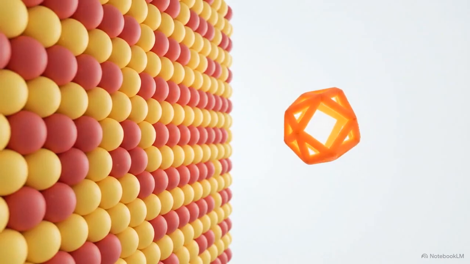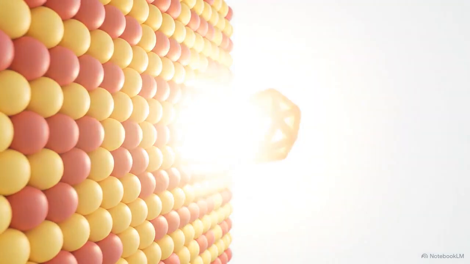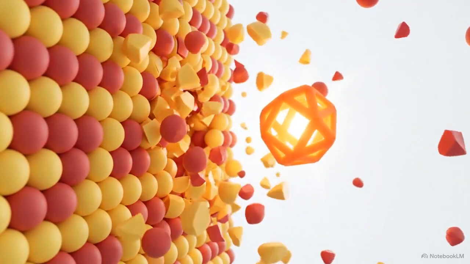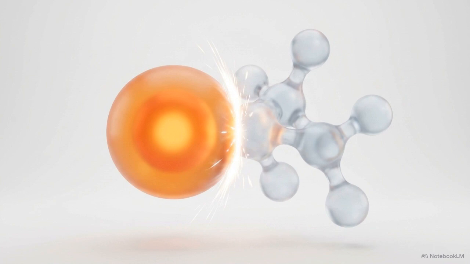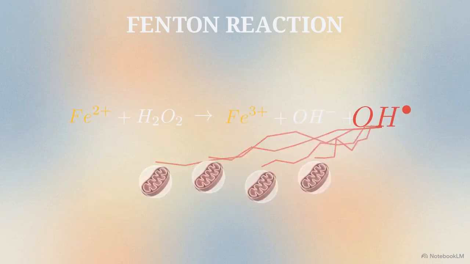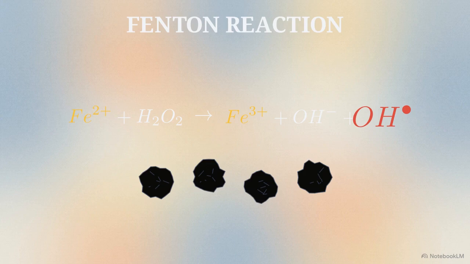The physical ease with which it alternates between its reduced ferrous and oxidized ferric states makes free ferrous iron highly reactive. Unbound iron spontaneously reacts with cellular hydrogen peroxide. This drives the Fenton reaction, generating volatile hydroxyl free radicals that cause massive lipid peroxidation and immediate organelle destruction.